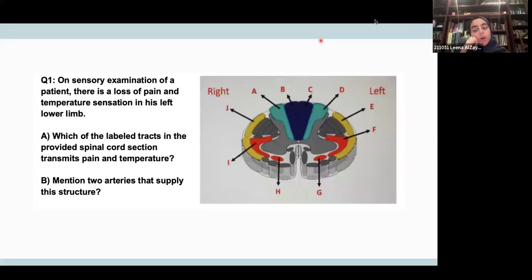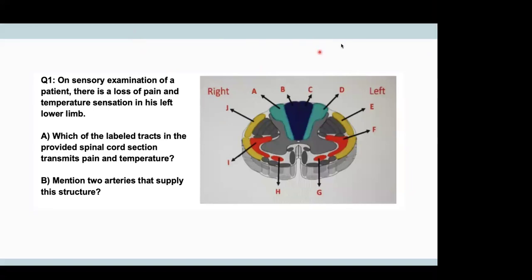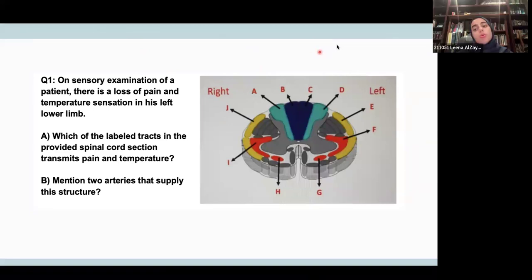So you're right, it's I or F, but in the question it says it's the left lower limb. So what is B? What is it? The right side, so I. Yes. So you and Ahmed are right. So it's I, it's contralateral loss of pain and temperature because there is a decussation at the level of the spinal cord. Which are the two arteries that supply it again? Spinal cord.